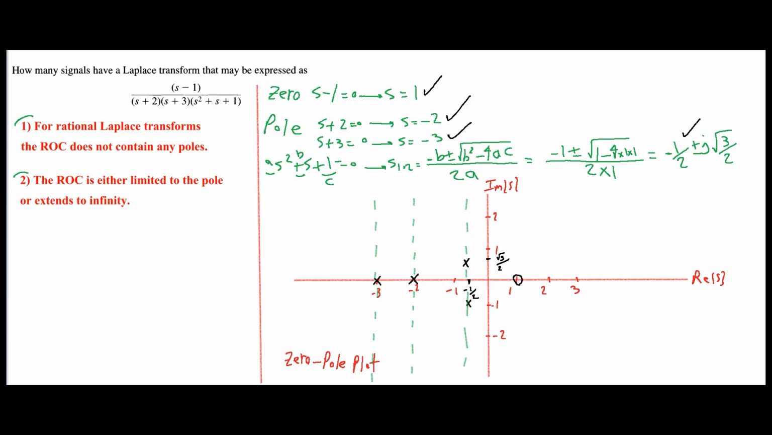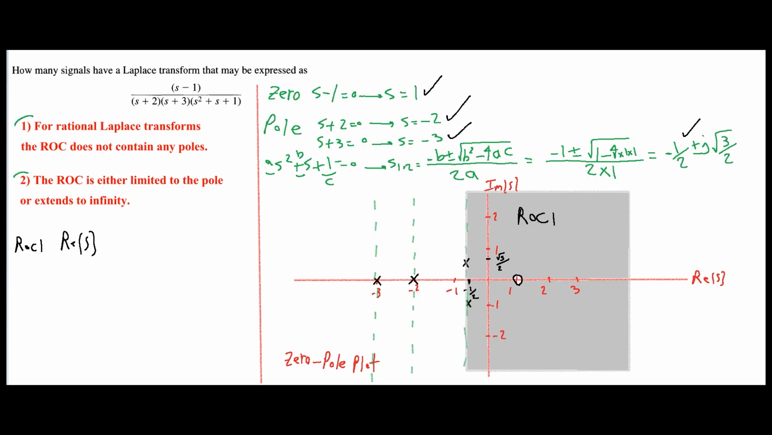Now, based on the first and second points, the first possible ROC consists of all S values whose real part is greater than minus 1/2. If you pay attention, there is no pole in this region. This region starts from the pole at minus 1/2 and extends to infinity. The second ROC consists of S-values whose real part lies between -2 and -1. Again, there is no pole in this region, and this region is bounded by two poles.